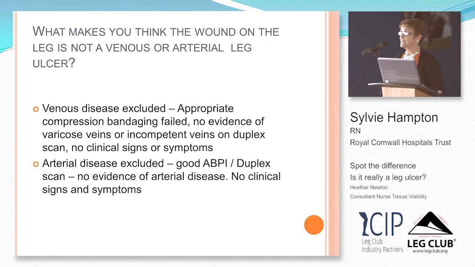The venous disease is excluded. There's appropriate compression, and yet it's still failing to respond. No evidence of varicose veins, no incompetent veins on duplex scan, no clinical signs or symptoms. An arterial disease is excluded, and there is a good ABPI. No evidence of arterial disease and no clinical signs and symptoms.